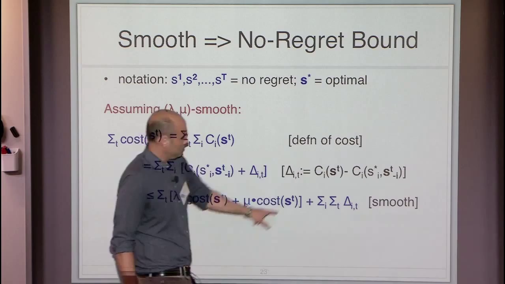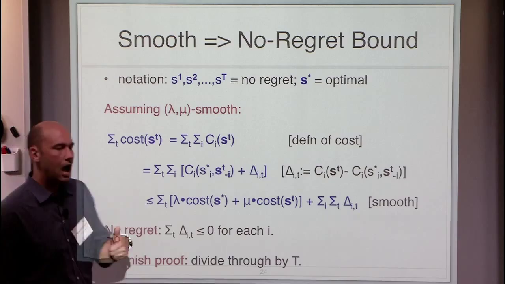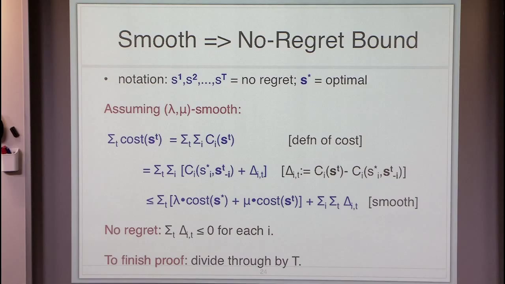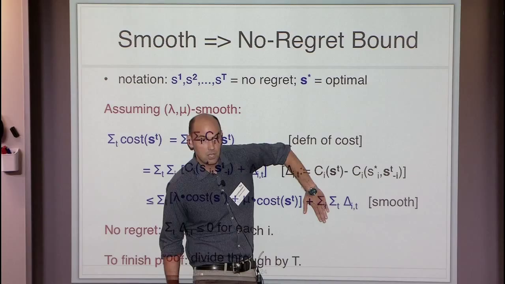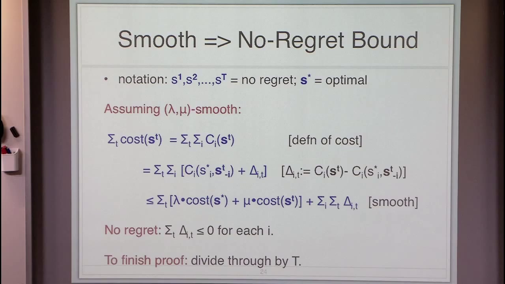Let's look at these regret terms. The way I want you to think about this is first fix a player i and then think about summing over t. What was delta_i^t? That's how much better i gets if I force it to switch to S*_i on day t. So what's the sum over t of delta_i^t? That's how much player i gets better overall if every single day I force it to switch to the time-invariant strategy S*_i. The no-regret condition exactly says that for every player i, that inner sum is non-positive. Individual terms could be positive, but the sum over all the days is non-positive. So I can just drop that without harm. And then dividing through and rearranging gives us the desired lambda over 1 minus mu bound.